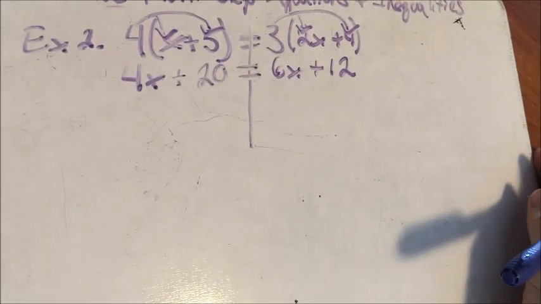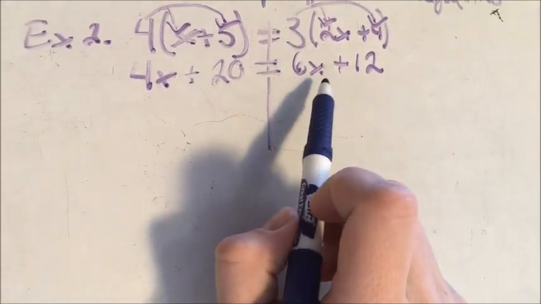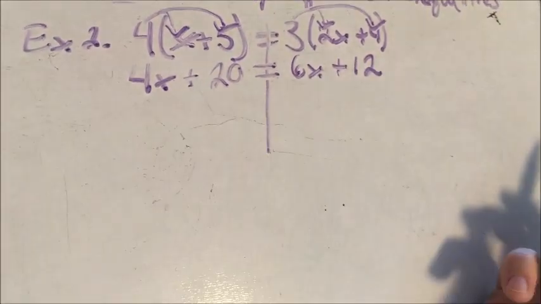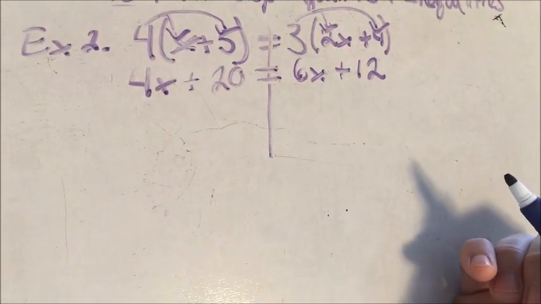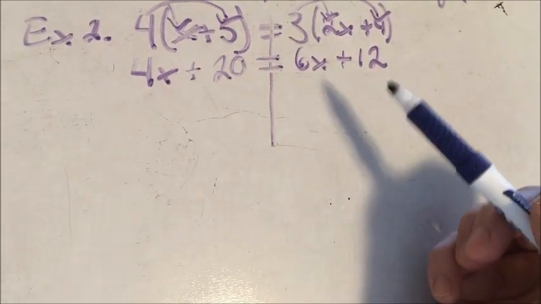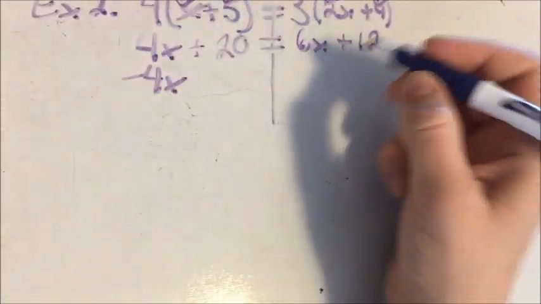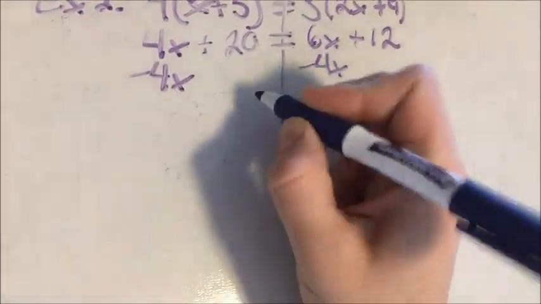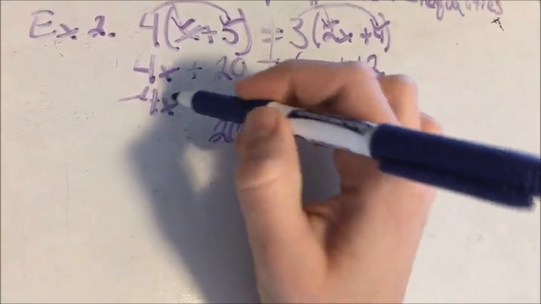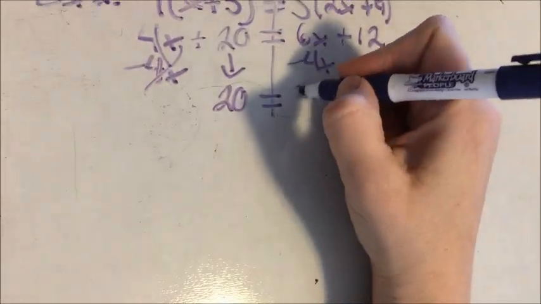Okay, so now this looks like something that you've seen in Chapter 4, where you have a variable on both sides and you have a number on both sides. So you need to choose which side you want your variable and which side you want your constant. I am going to put my variable on the right and my constant on the left. So I'm going to subtract 4x on both sides first. This is gone. I bring down my 20. 6x minus 4x is 2x.